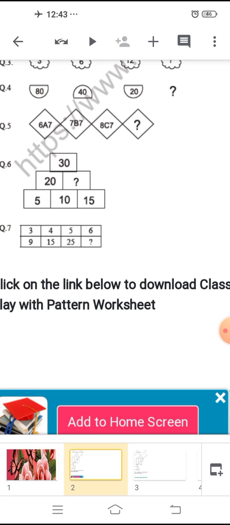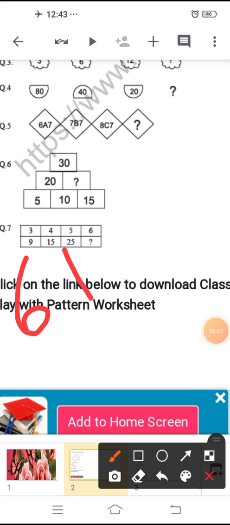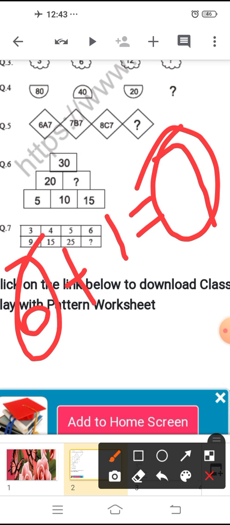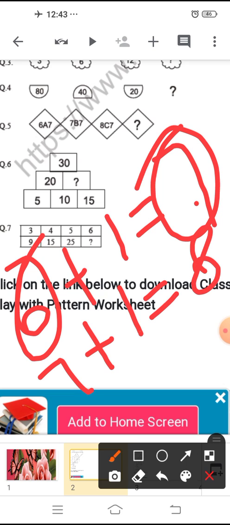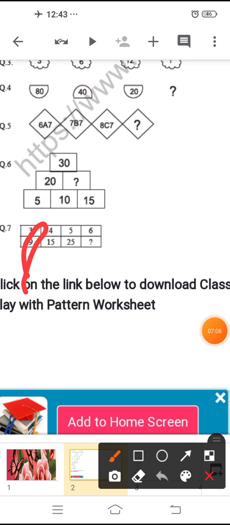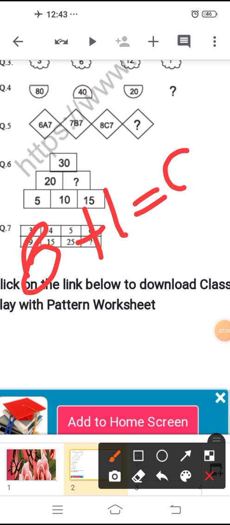Now they have taken the numbers also in increasing form. So they are adding 1 each time, which gives you the next number. For example, 6 plus 1 gives you 7. So the first number is 6, the second number is 7. If you add 7 plus 1, that gives you 8. Now if you add one more to the next number, 8 plus 1, that gives you 9.